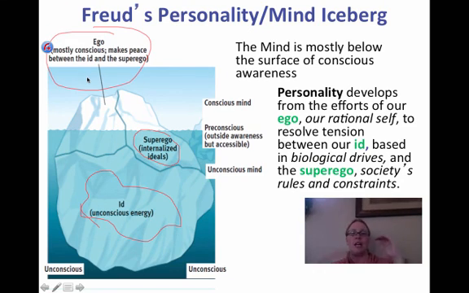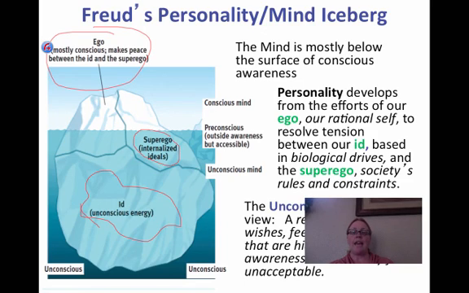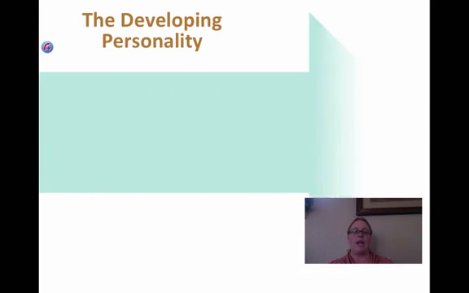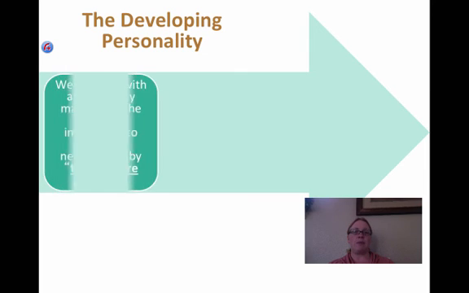It's kind of the ego's mediation between the two. The ego's saying that we need to work in this reality principle. We need to be realistic about our expectations. We need to be realistic about our biological drives. We have to find balance. And again, the unconscious in Freud's view is a reservoir of thoughts, wishes, feelings, and memories that are hidden from awareness because they feel unacceptable.